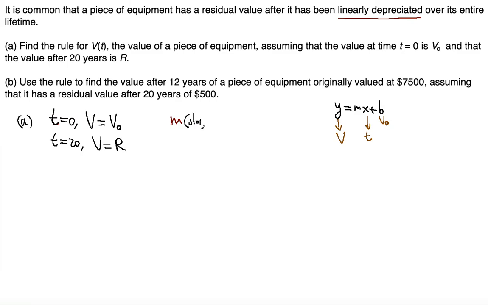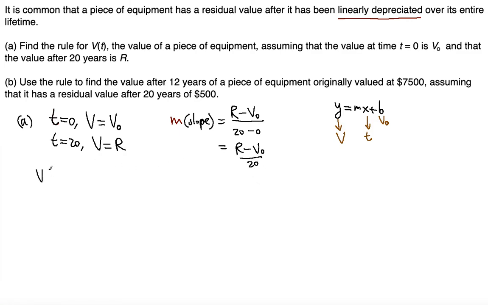The m value, and I'm going to say slope in parentheses, is going to be the change in y divided by the change in x. The y in this case is replaced by v, so the change is in v. So that means we have to subtract r minus the initial v subscript 0, divided by the change in t, which stands for the change in x in the original xy plane setting that you're used to seeing. So 20 minus 0. As a result, the slope is equal to r minus the initial value of the equipment, divided by 20. So that's the slope.